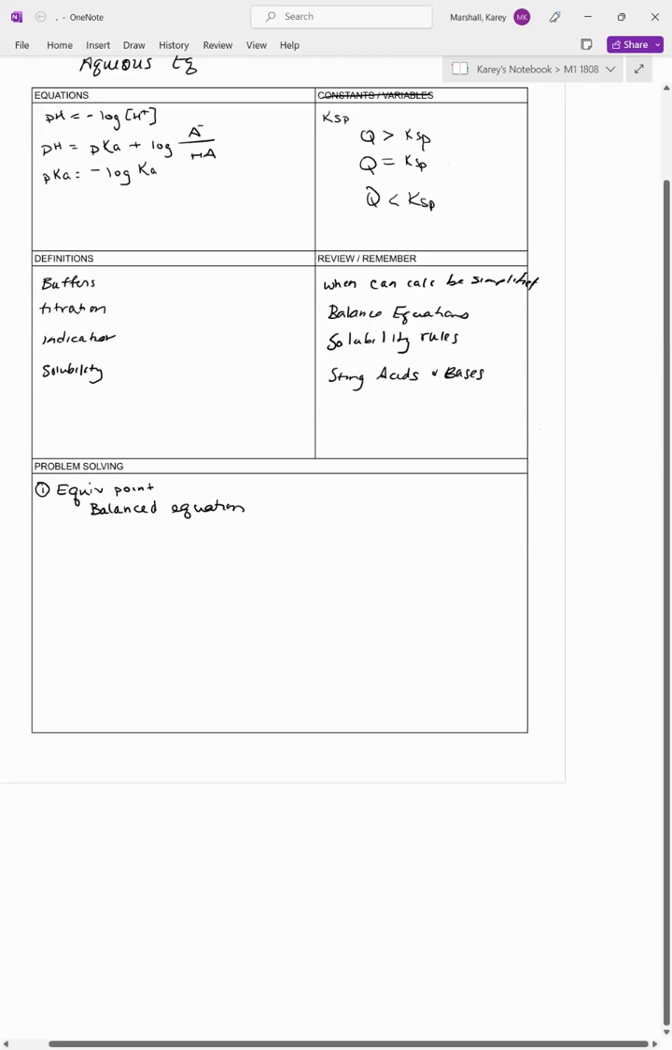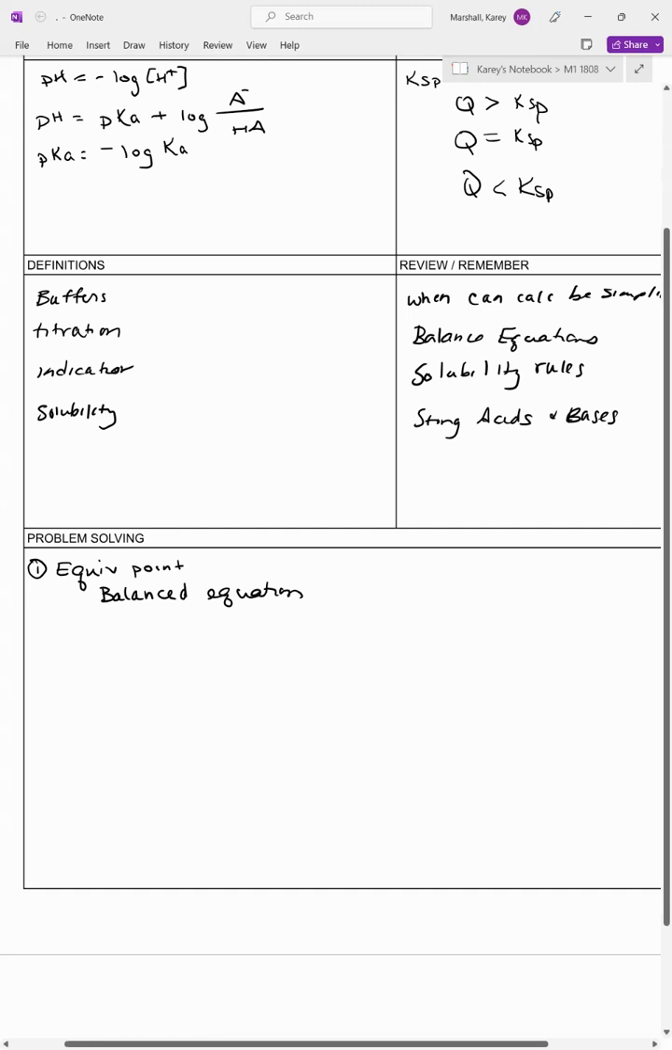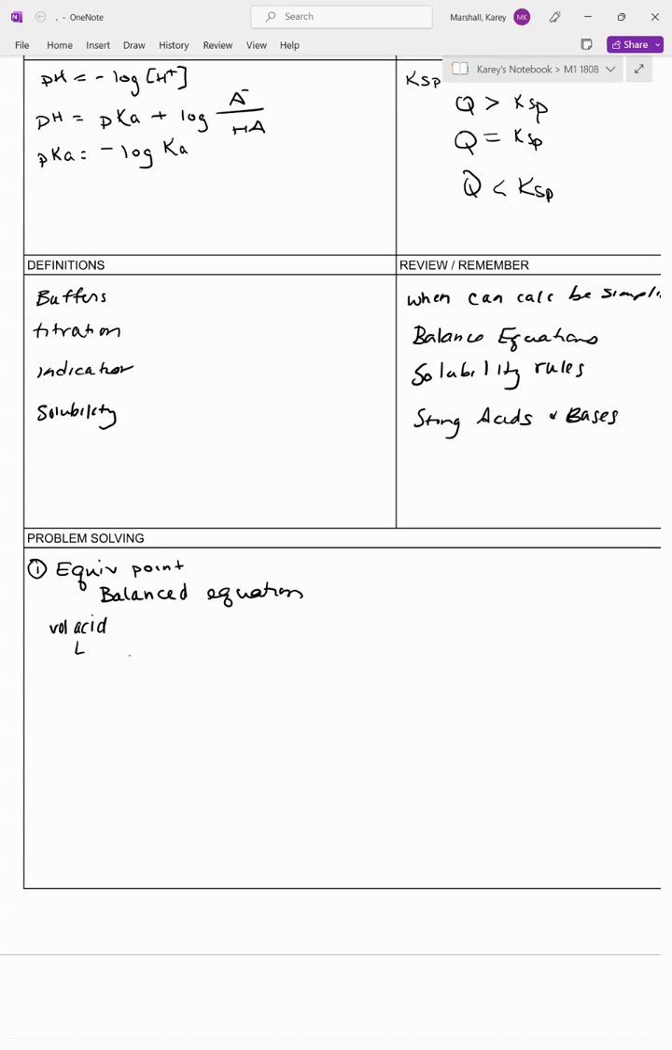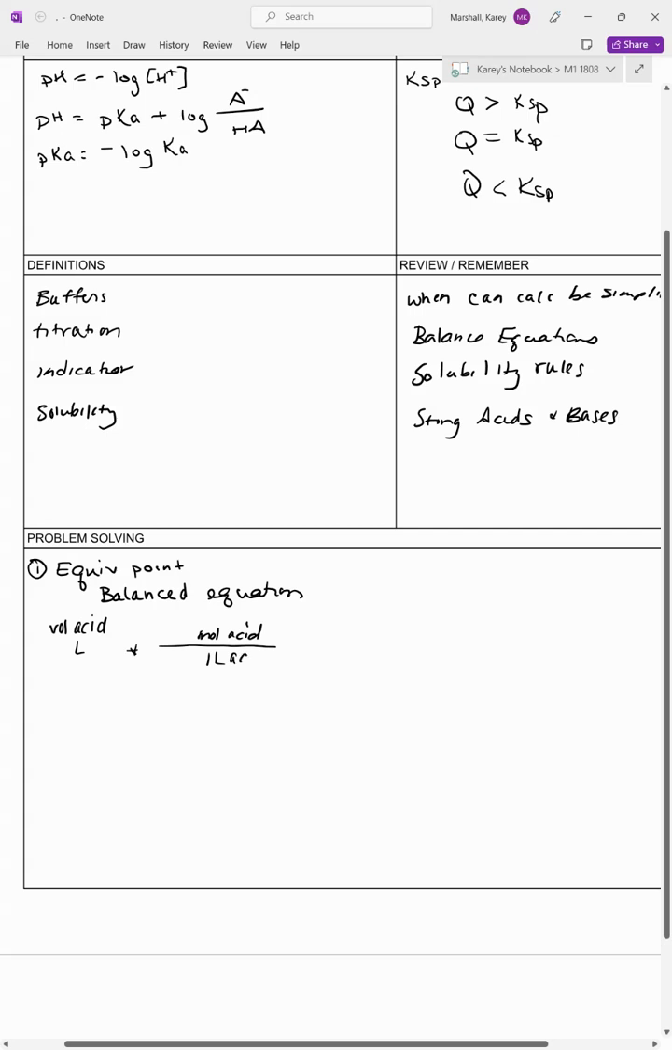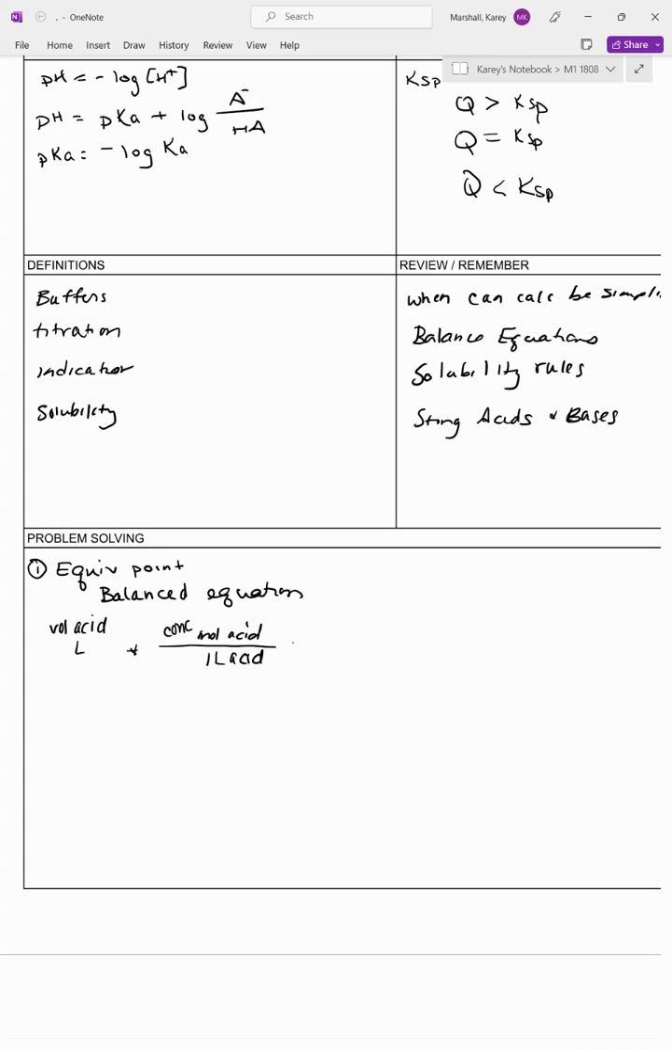How you're going to do that is you're going to take the volume of the acid in liters, and multiply that by the concentration in molarity. So it's going to be moles of acid per 1 liter of acid. This is the concentration of the acid specifically. Now we use that balanced chemical equation. We're using that stoichiometry. So we need the moles of base that react with moles of acid. Again, this is from that balanced equation.